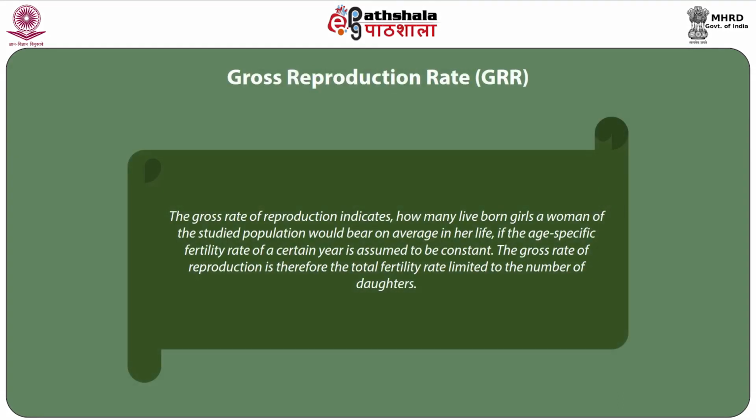The other measurement is the gross reproduction rate, GRR. The gross rate of reproduction indicates how many live-born girls a woman of the studied population would bear on average in her entire reproductive life if the age-specific fertility rate of a certain year is assumed to be constant. The gross rate of reproduction is therefore the total fertility rate limited to the number of daughters.